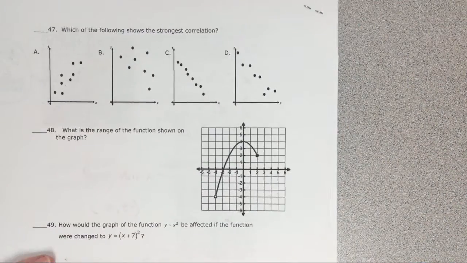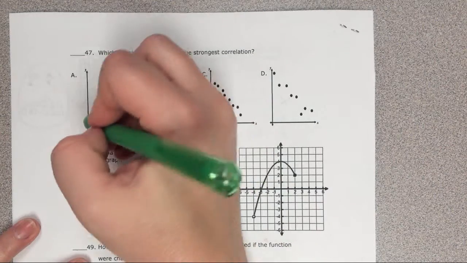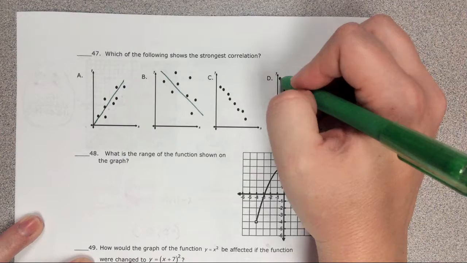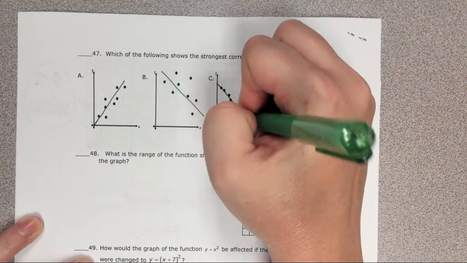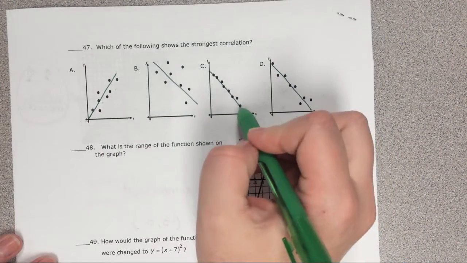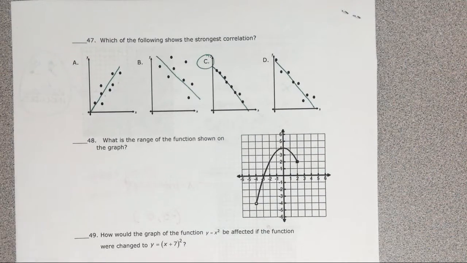All right, 47. Which of the following shows the strongest correlation? So when I try to draw a line through these points, which one has the points the closest? That's all it's asking. Doesn't matter if it's positive or negative. Which line has the points that are the closest to my line? And that has to be C. That's all it's asking.